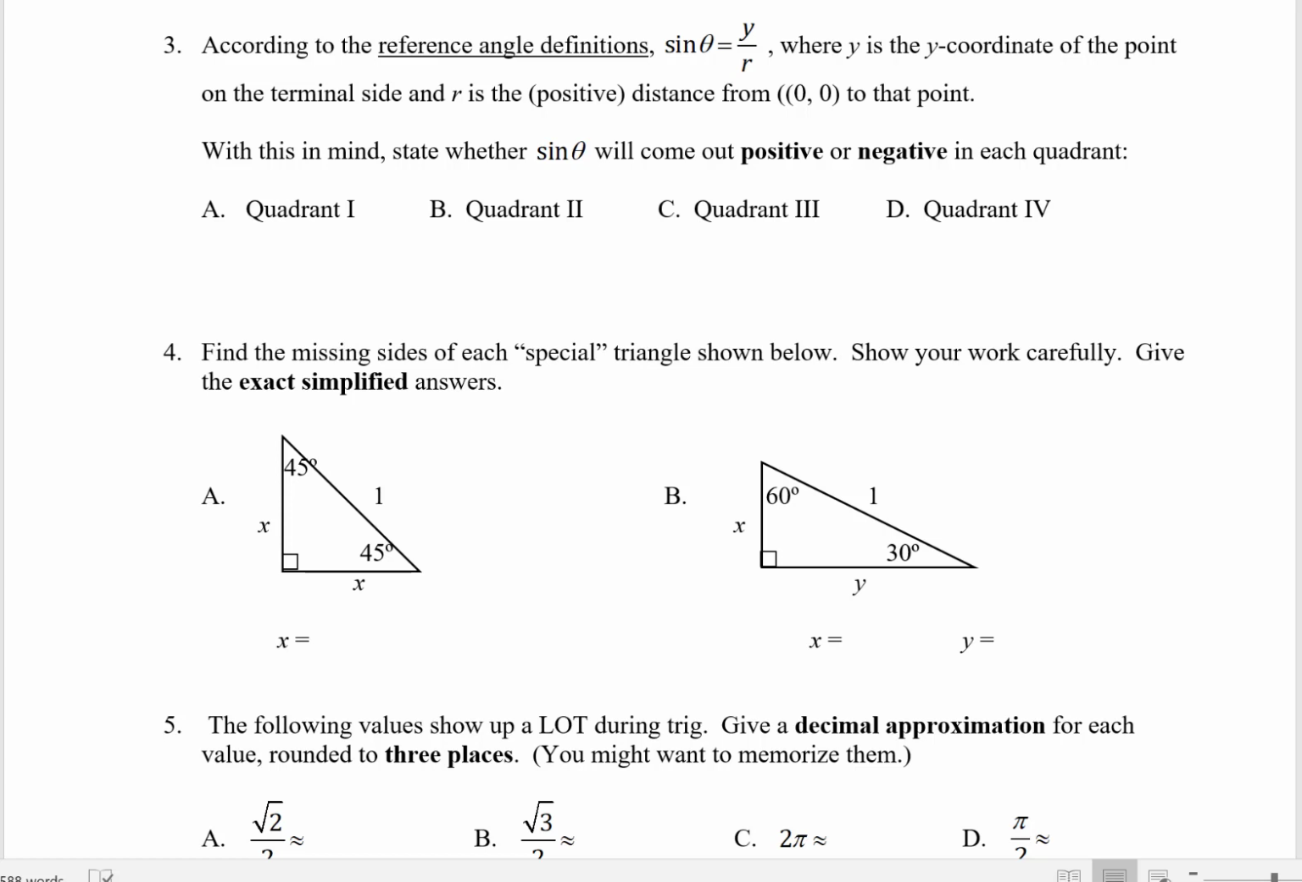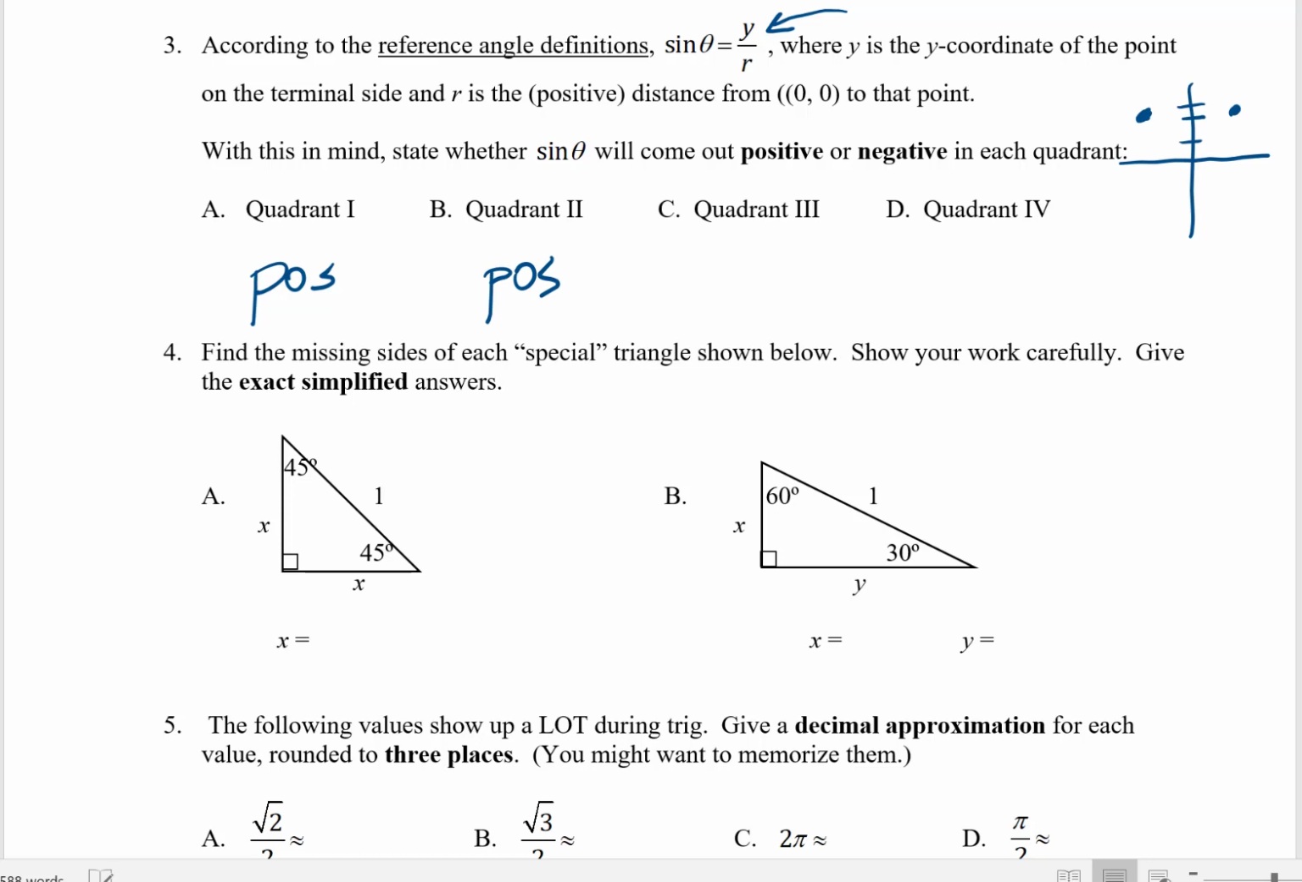Now, if you think about it for a minute, the r is always positive, so that's not really going to have an impact. It's really going to all be determined by the location of the y. So if I'm in quadrant 1, if I'm in here somewhere, that's going to have a positive y value, that point, which means the entire ratio is going to come out positive.